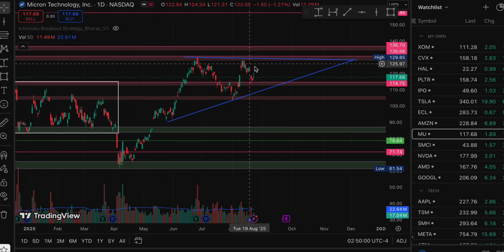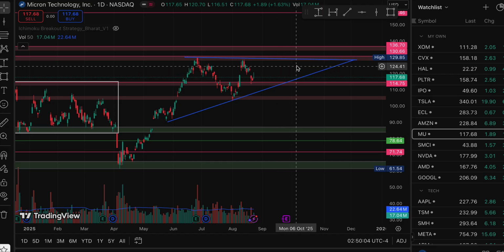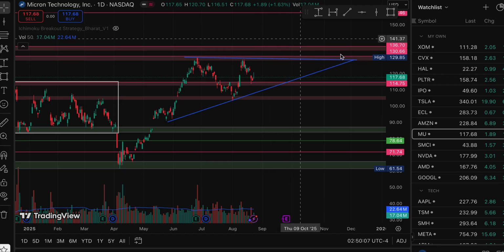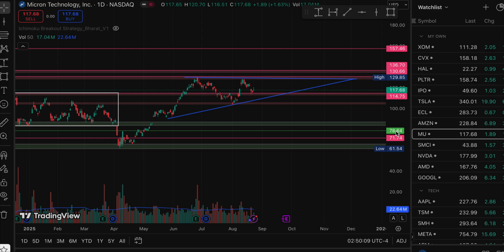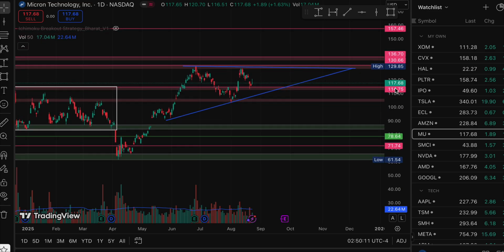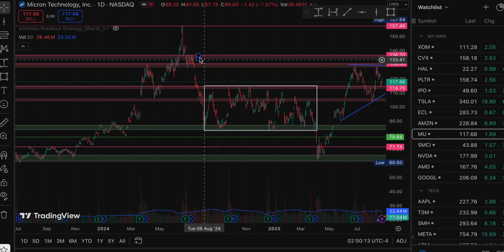Now let us see whether it is using this support or not. See, right, then if it breaks the support line, it is using it again. Now this has become a support. The stock started moving up. So you can do trading based on this also.